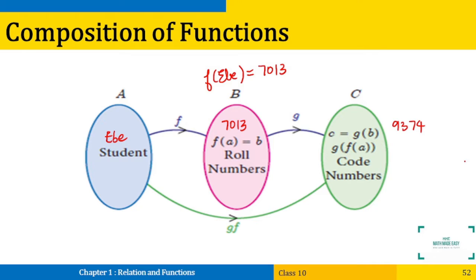Let's assume that there exists a function g. This function g takes the output of the function f, and this 7013 is the output for the values which are in the domain. A domain, let's consider that as A, right? So this is how composition of functions works.